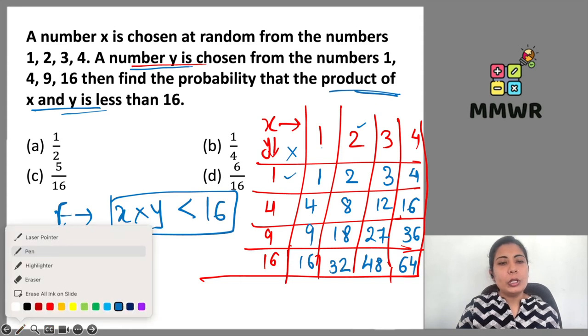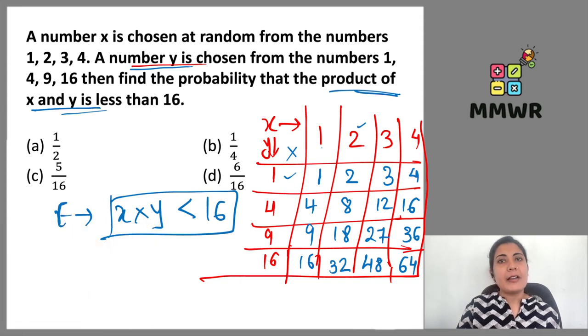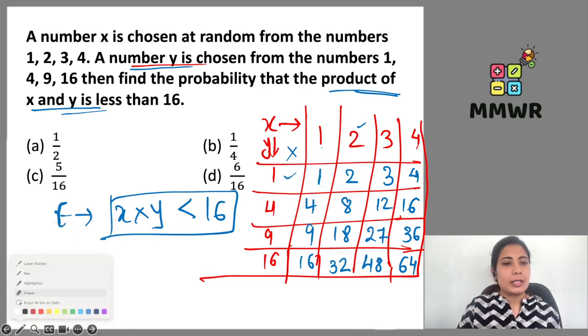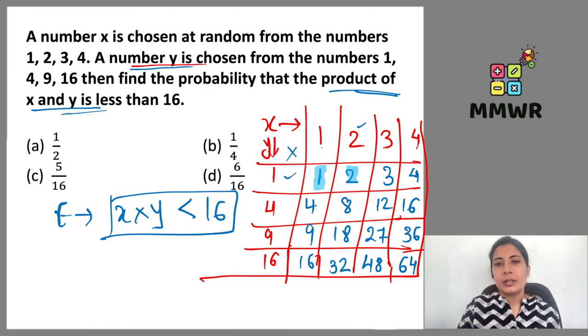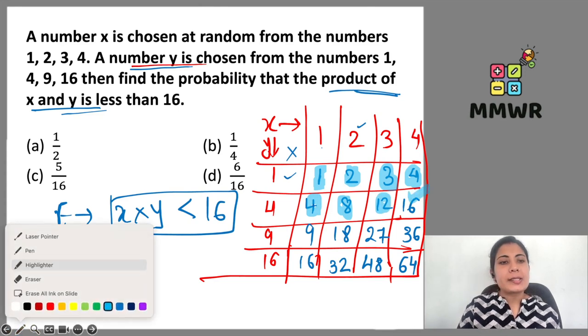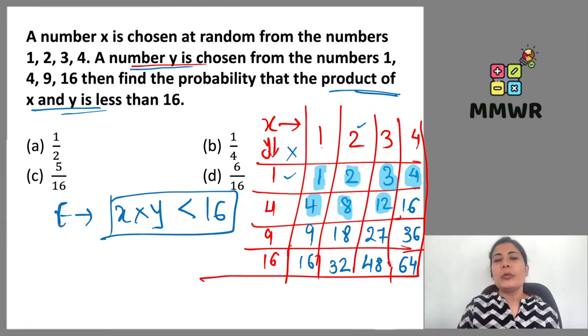Now we have to look for all those numbers where the product of x and y is less than 16. So less than 16, just a minute. Yes. Less than 16 we get here 1, 2, 3, 4. This is also the product of x and y, and 1, 2, 3, 4 are smaller than 16. 4, 8, 12. Can we consider 16? Of course not, because we don't take equal to 16. We don't want 16 also. We want the product to be less than 16.